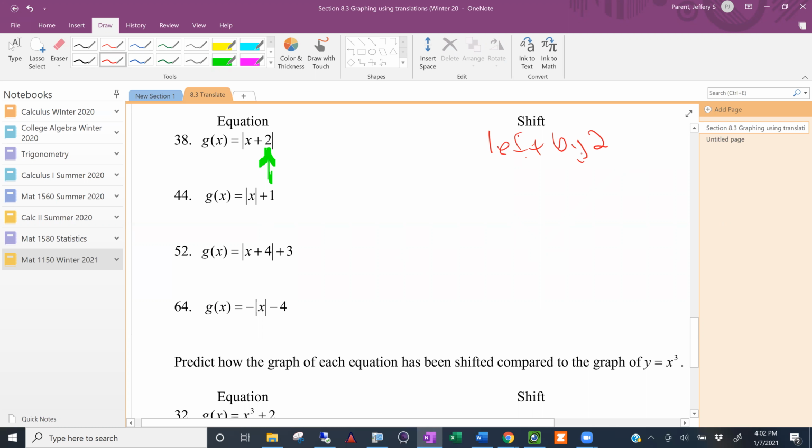Good enough. How about this next one down here? Tell you what, I promised that we would learn how to do some of this stuff on the graphing calculator, we will.